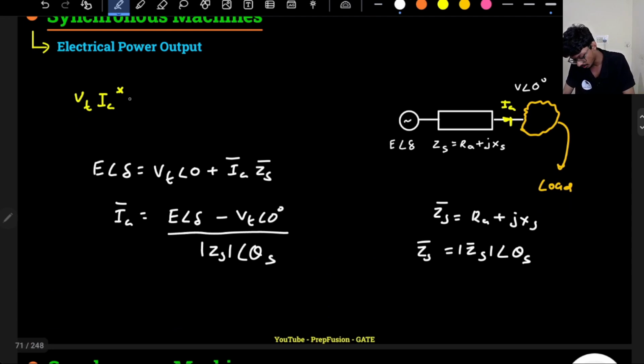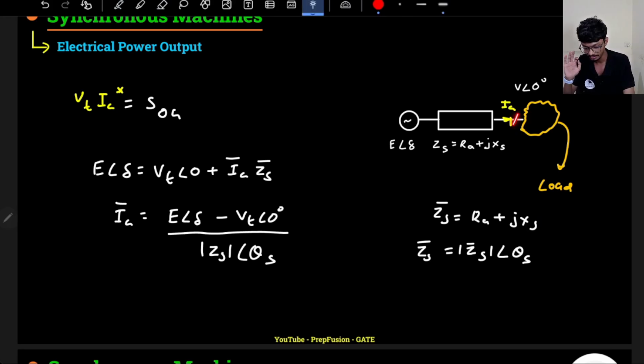So what will be the power basically? This will be the electrical power output. First of all let me find the apparent power. This is not the active power, this is the apparent power output of the generator at the load. Out of this, only the real component will be the real power and the imaginary component will be the reactive power.